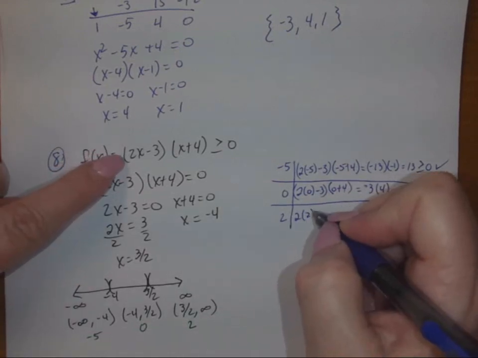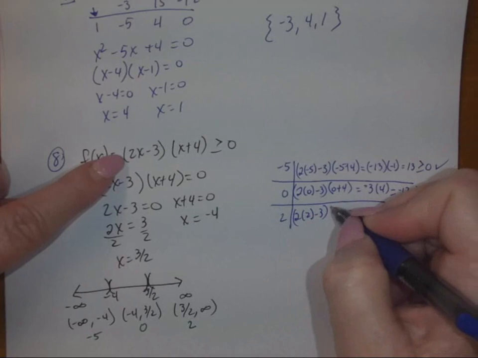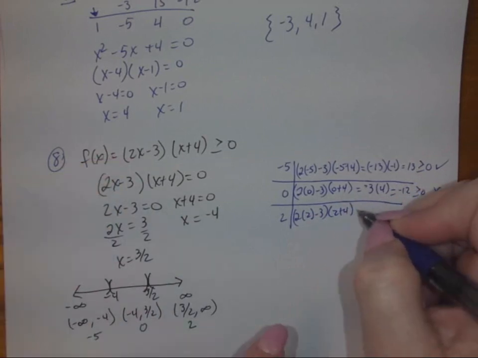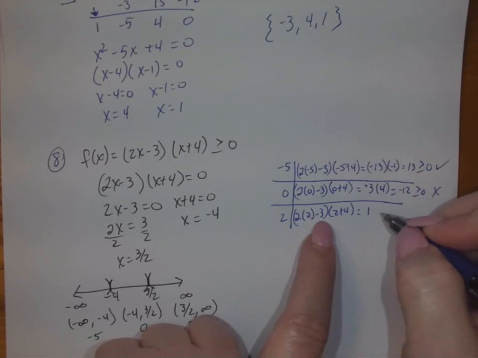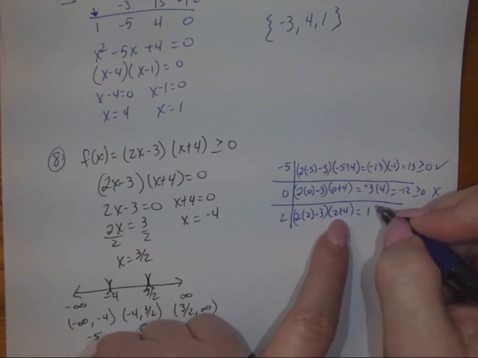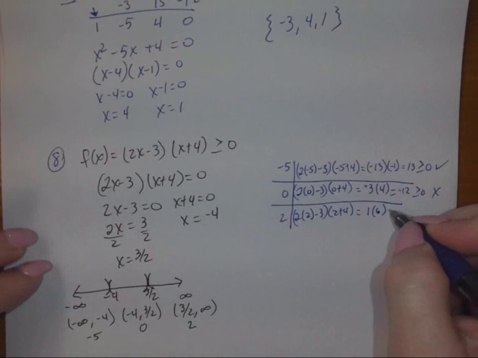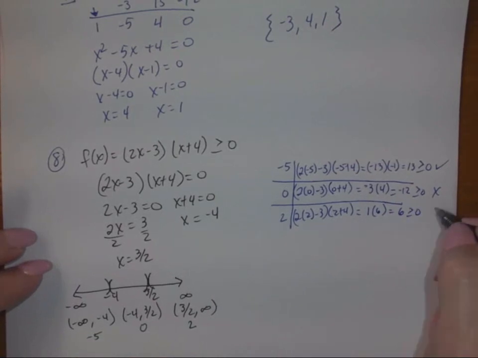And then let's check the last one. So we have 2 times 2 minus 3, times 2 plus 4. Well, 2 times 2 is 4. 4 minus 3 would be 1. And 2 plus 4 is 6. Well, 1 times 6 will get us 6. Is that greater than or equal to 0?